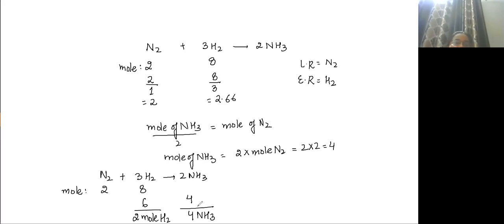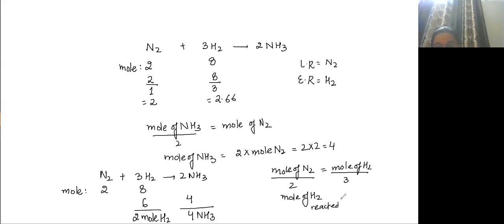Now, how to find out this mathematically? Moles of N2 by 2 is equal to moles of H2 by 3. If nitrogen is LR, then H2 reacted we can calculate from nitrogen. So moles of H2 reacted will be equal to 3 by 2 into moles of N2, and moles of N2 is 2.